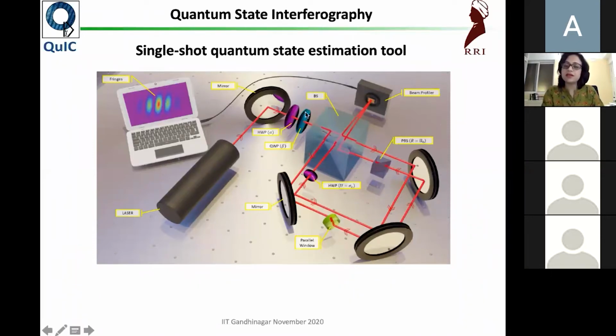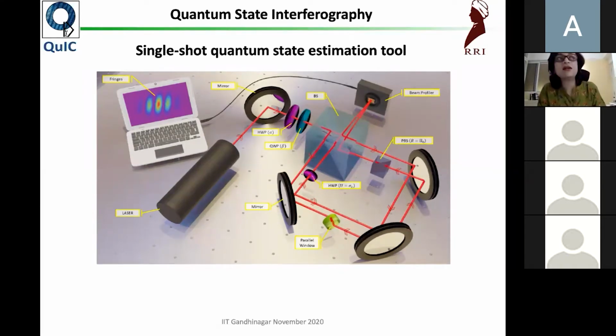But the idea is that the interference pattern that you measure, or the interferogram, actually has information which can be used to reconstruct the state without changing any of the settings in between. So you have a state, you have the interferometer, and then you have the interferogram. And then from the interferogram, you can reconstruct the state without changing any settings during the measurement. So by a single shot measurement, which means no change of settings, we can estimate the quantum state.